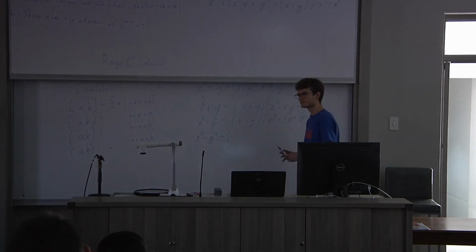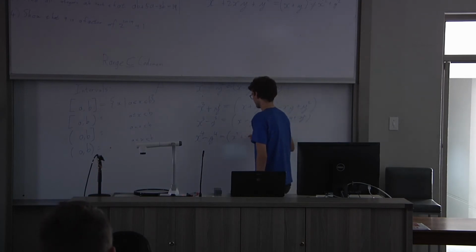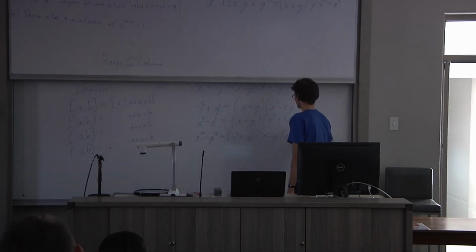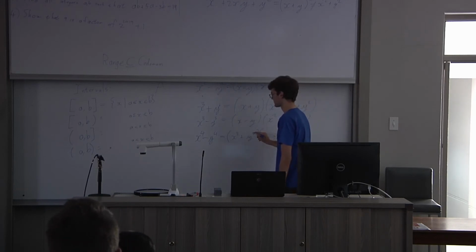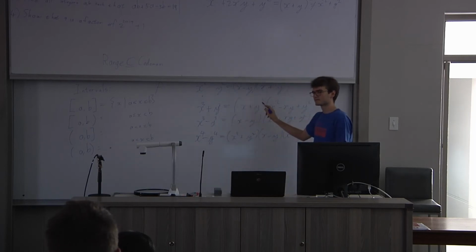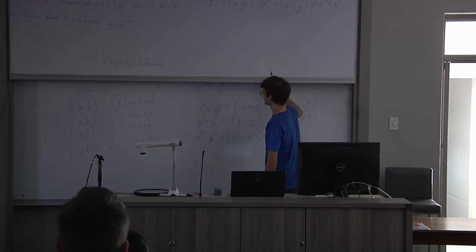X squared plus y squared, and then in brackets x minus y, and in brackets x plus y. Okay. Do you want to say how you got to that? You basically use the first equation you have right at the top, the same principle, to get to x squared minus y squared, x squared plus y squared, and then you've got x squared minus y squared.